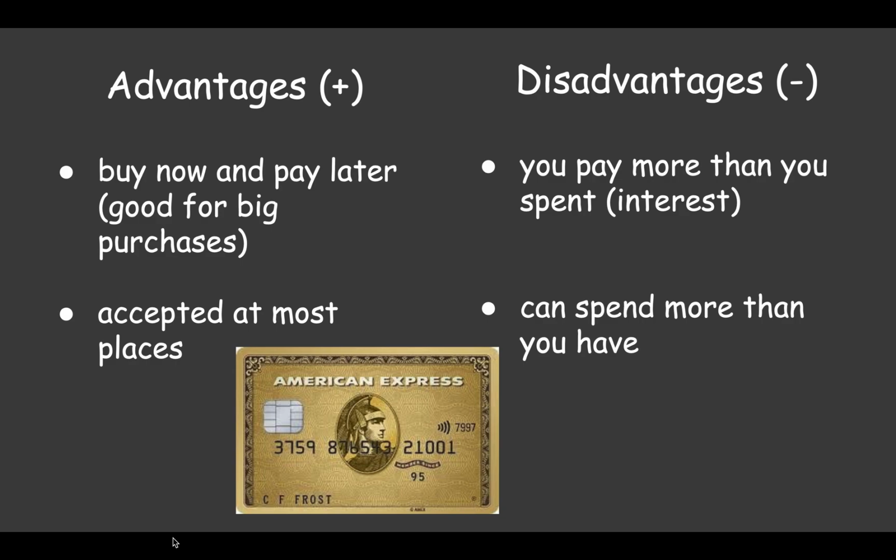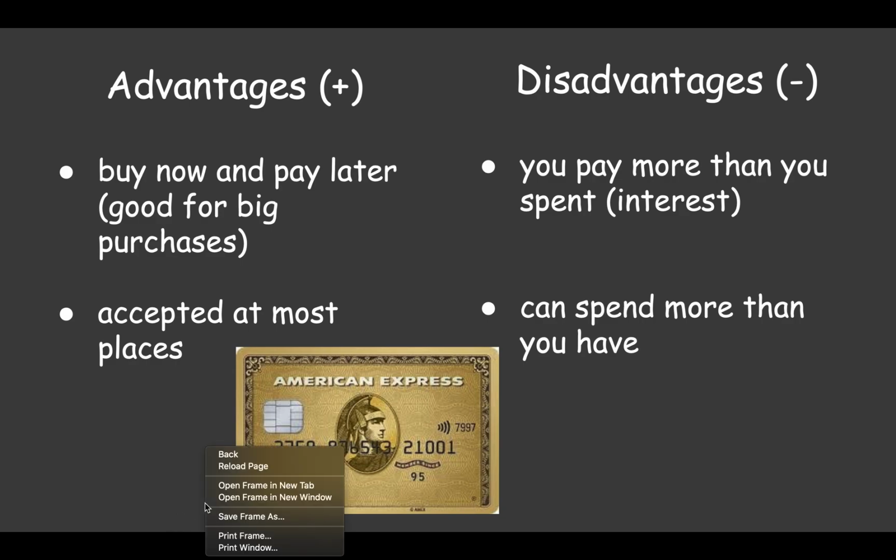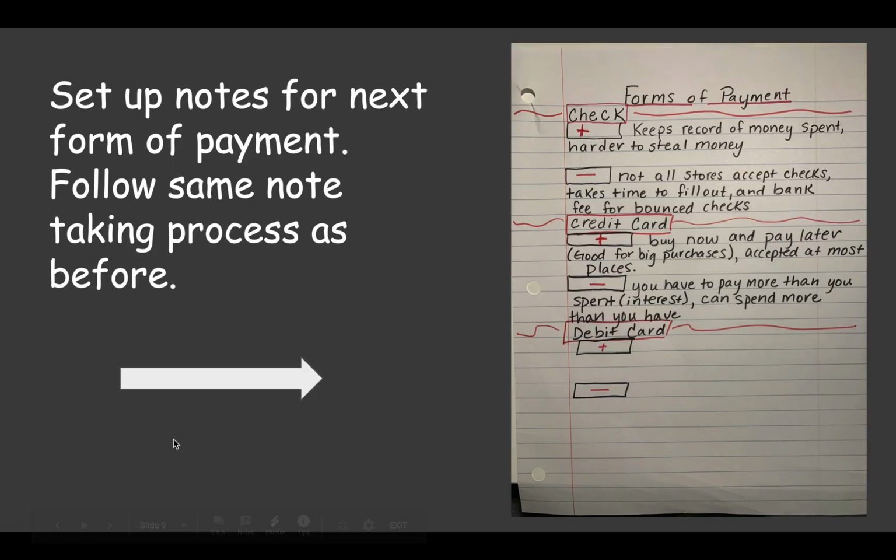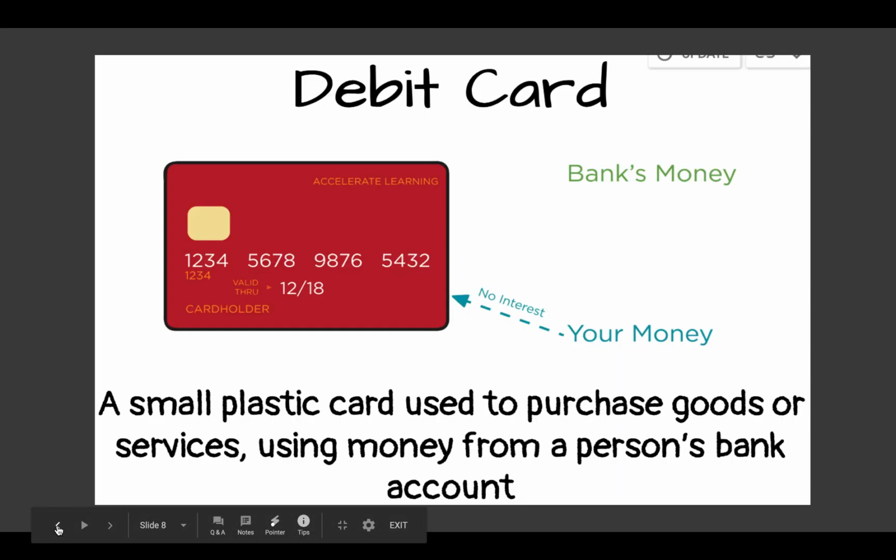So the next one, hold on. Oh, there we go. So what happened here? I think I skipped over something. Yep. Okay. So the next one we're going to talk about is a debit card.